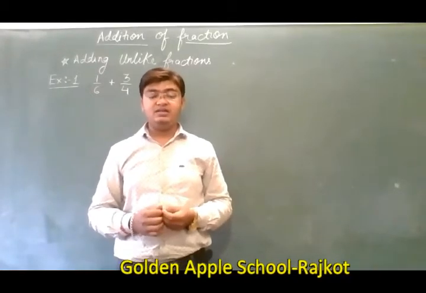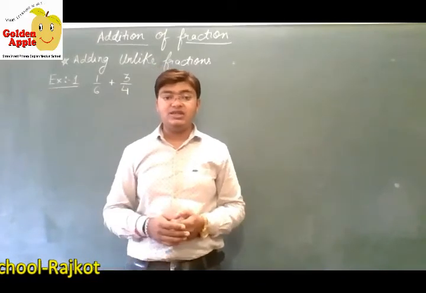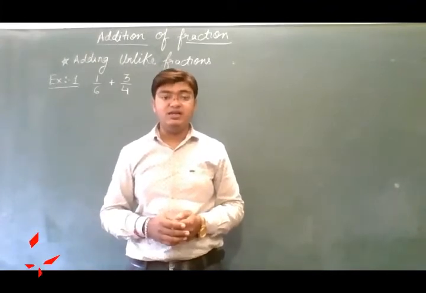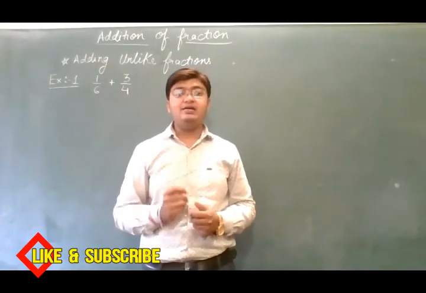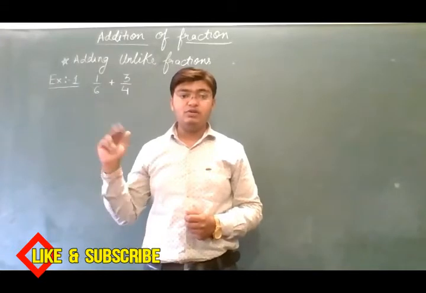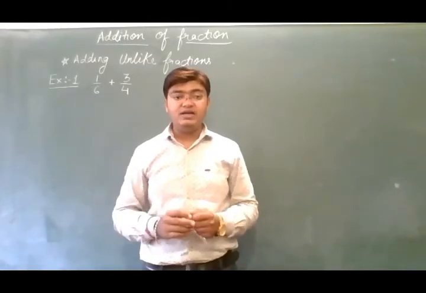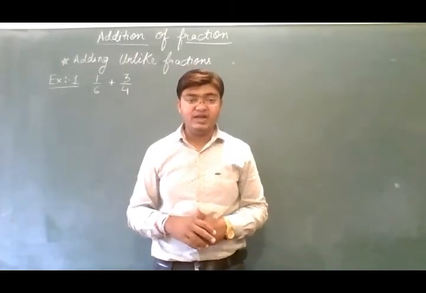Like fractions are fractions whose denominators are the same. Whereas unlike fractions are fractions whose denominators are different. Here is one example: 1 upon 6 plus 3 upon 4. In both fractions you can see that 6 and 4, the denominators, are different. That's why this type of fraction is known as an unlike fraction.